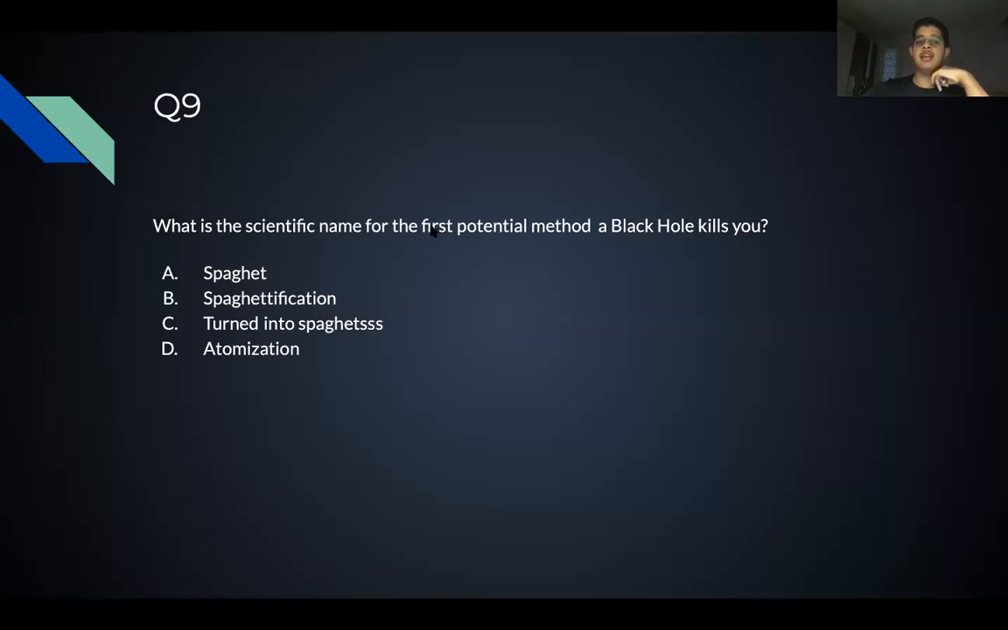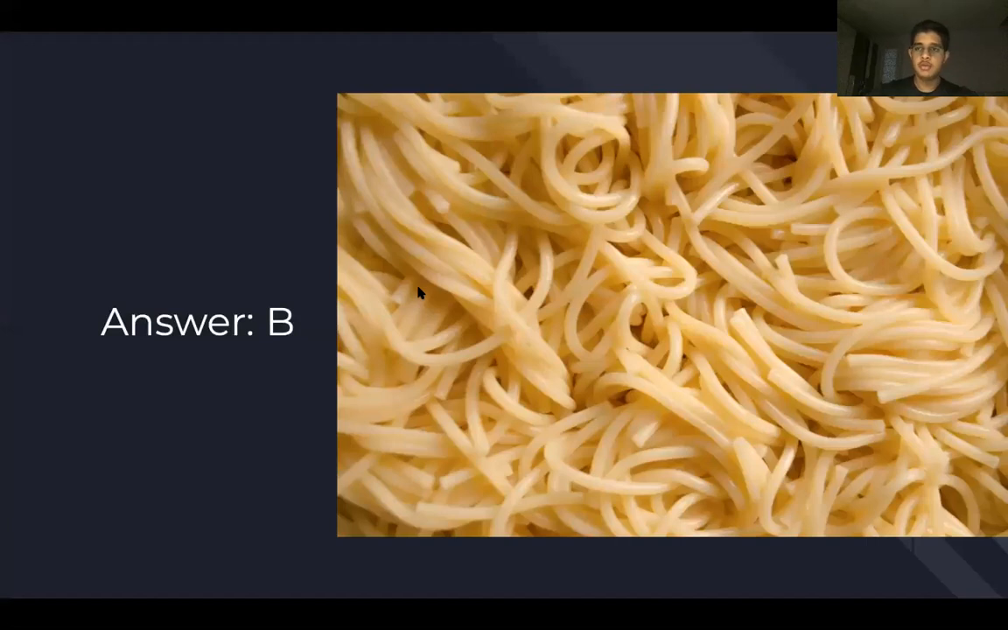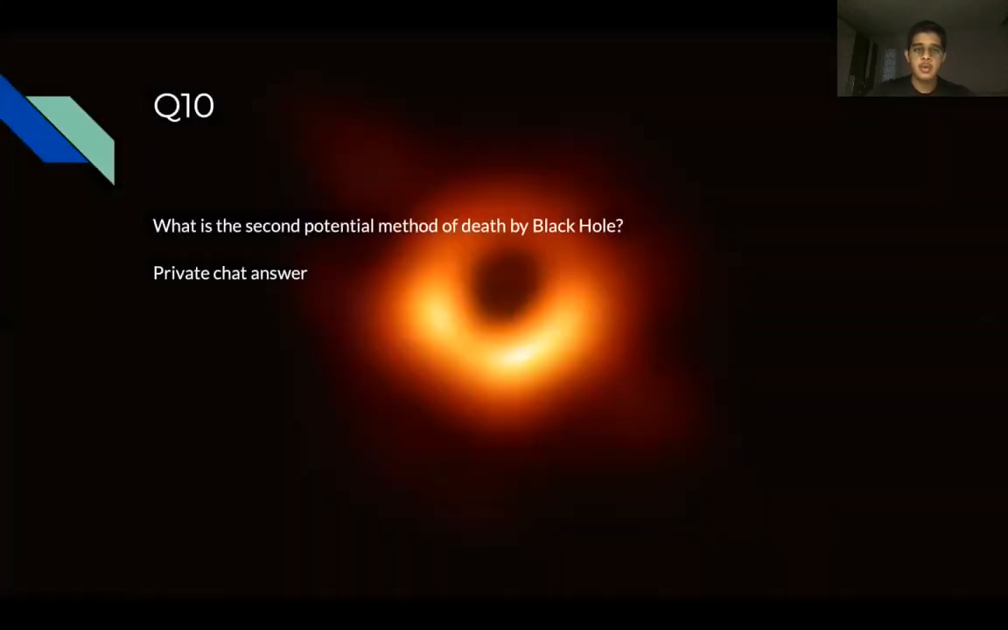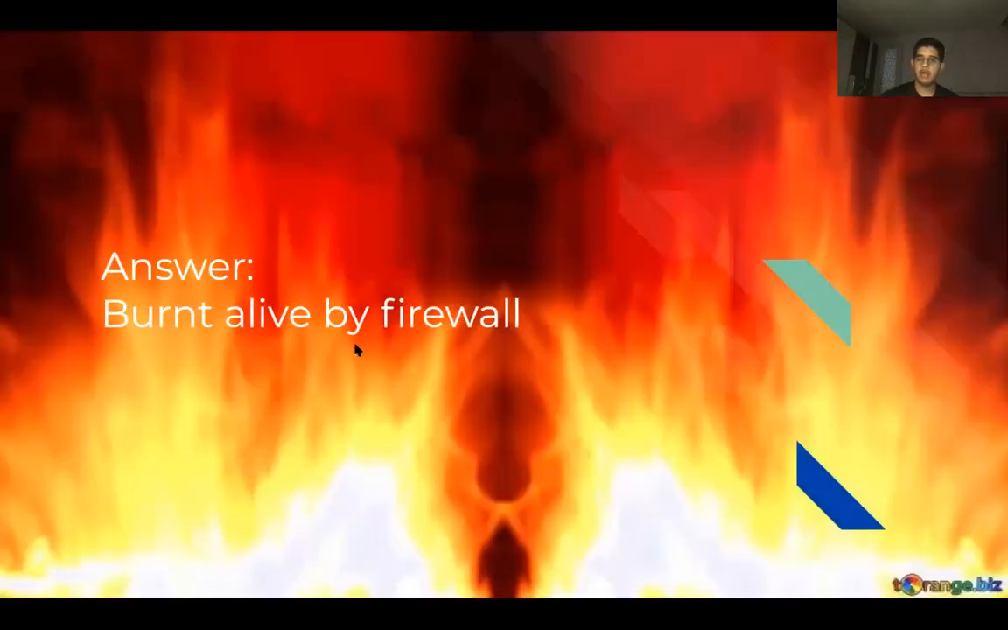Well, what is the scientific name for the? Yeah, it's spaghettification. It's as ridiculous as it sounds, but physics. What is the second potential method of death by black hole? You are burnt alive by a fireball. That's correct. What you're trying to explain there, Nishka, is, well, spaghettification, to put it simply. So yeah, sorry, but you're not correct.